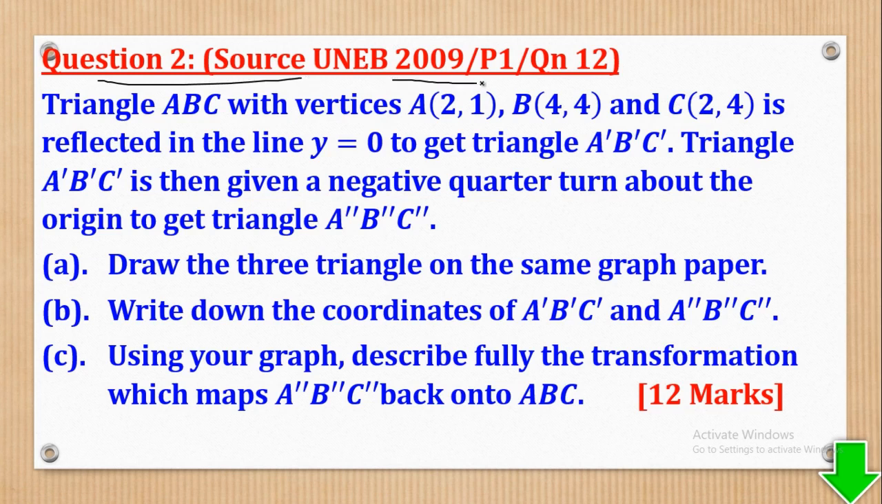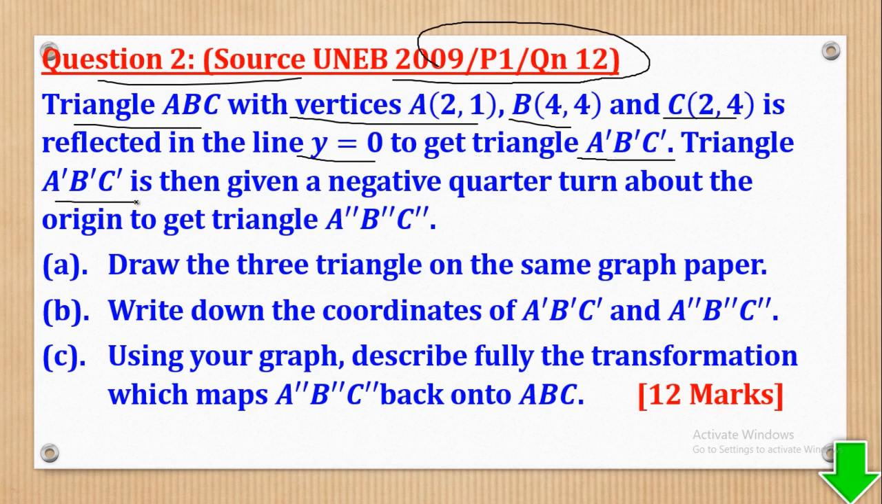So question 2 came from UNEB 2009 paper 1 question 12 and says, triangle ABC with vertices A, which is 2, 1, B, which is 4, 4, C, which is 2, 4, is reflected in the line y equal to 0 to get triangle A prime B prime C prime. Then triangle A prime B prime C prime is given a negative quarter turn, which is negative 90 degrees, about the origin, so origin will be the center of rotation, to get the triangle A double prime, B double prime, C double prime.